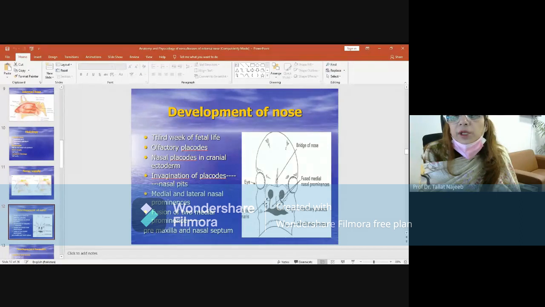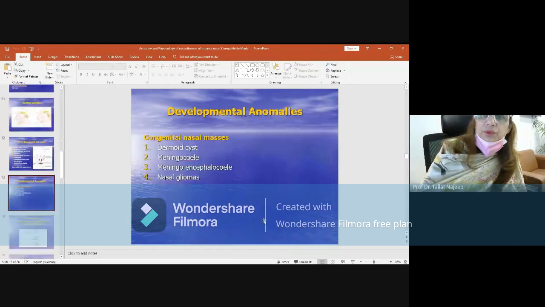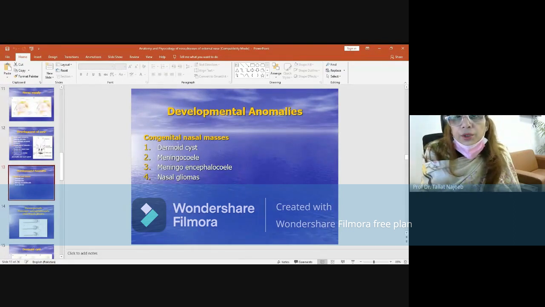Okay, so a developmental anomaly will be failure of fusion of these tubercles, which may lead to cleft palate and cleft lip. So other developmental anomalies are dermoid cyst, meningocele, meningoencephalocele, and nasal gliomas.